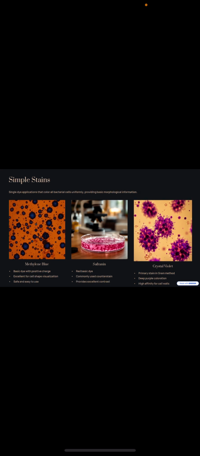So simple stain is a single dye application that colors all bacterial cells uniformly, providing basic morphological information. If you are interested in grabbing basic knowledge about a certain microorganism, you only need to do a simple staining method in order to visualize or get the morphological information of any cells. So you can use these dyes: methylene blue, safranin, crystal violet.